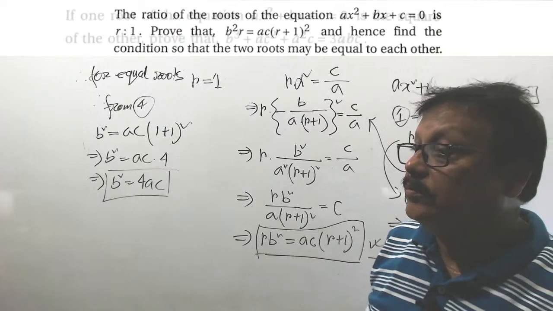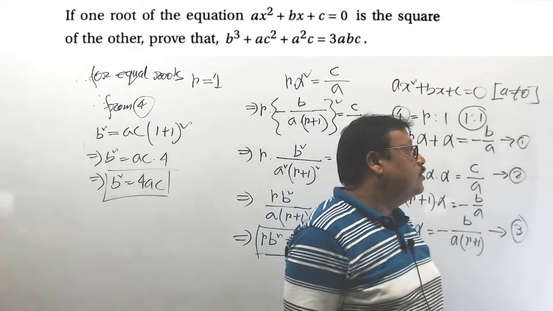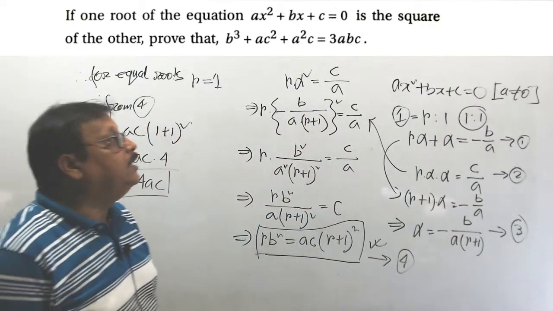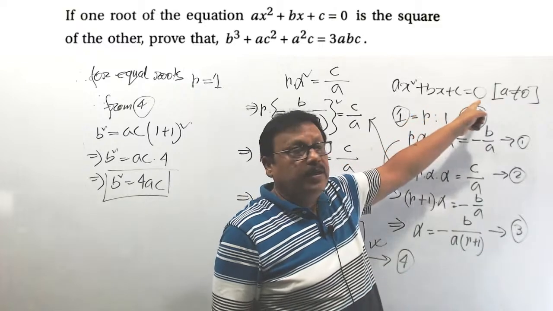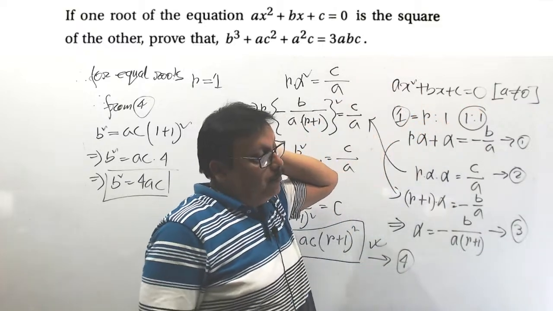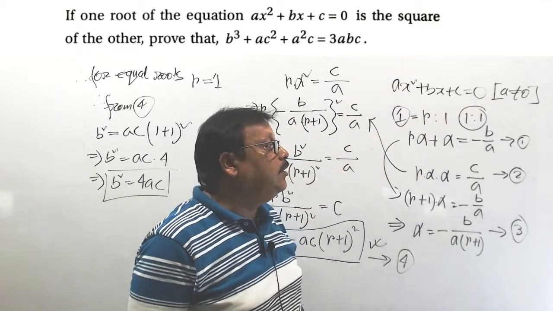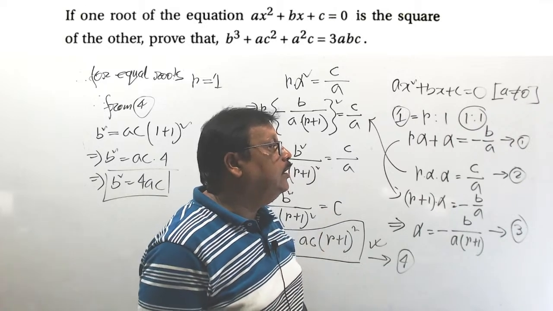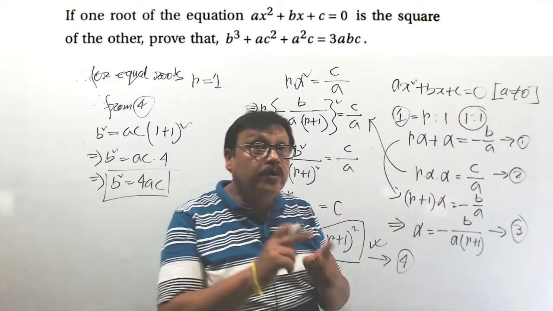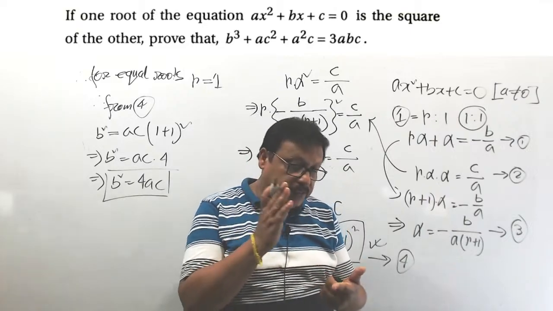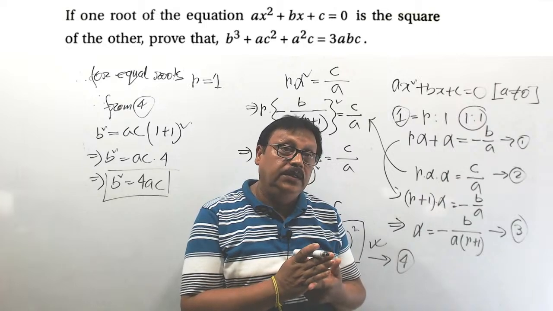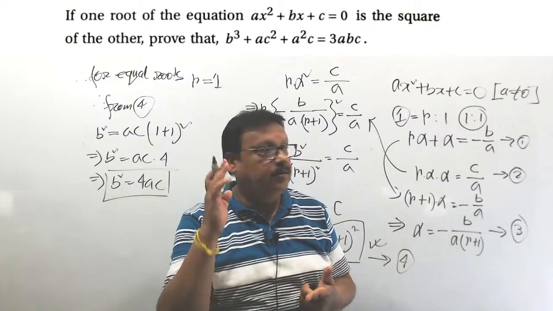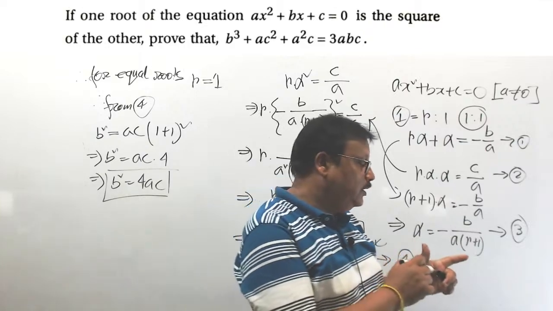Second question. What is the second question? If one root of the equation ax square plus bx plus c equals to 0 is the square of the other. That is, if one root be alpha, then what will be the other root? Alpha square. Then you have to prove this relation.